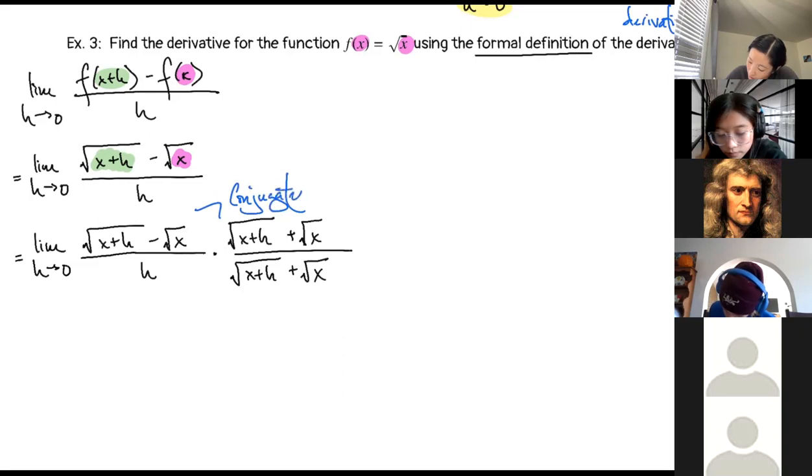So that's one of the reasons that I made such a big deal of knowing how to do conjugates when we were looking at limits, because I knew we were going to see that kind of structure again when we got to derivatives.